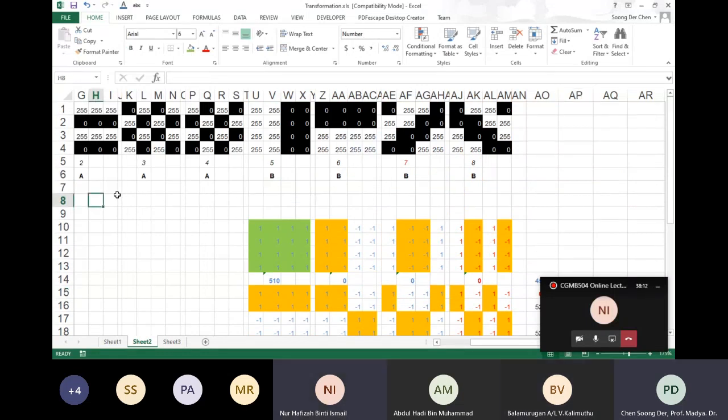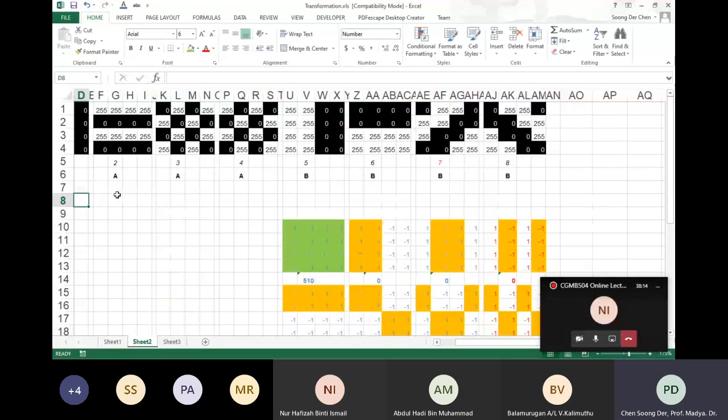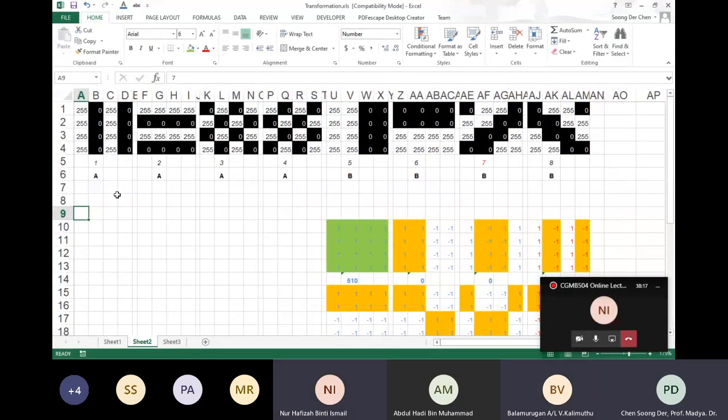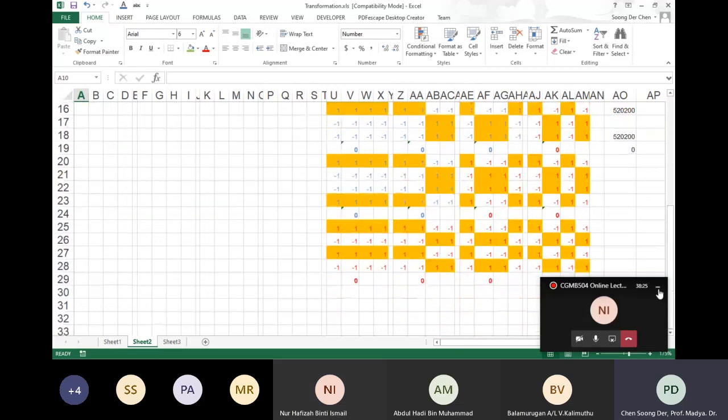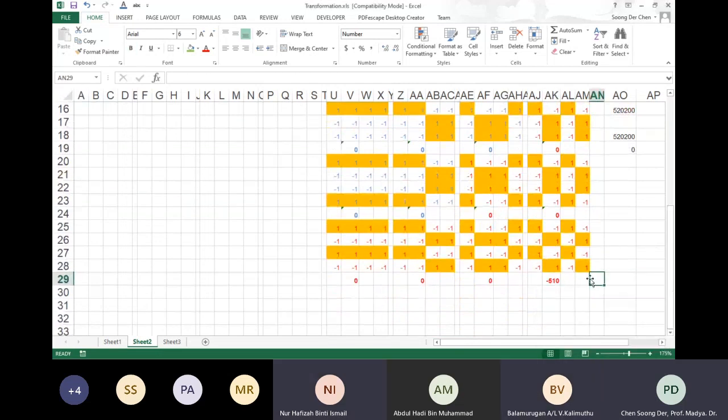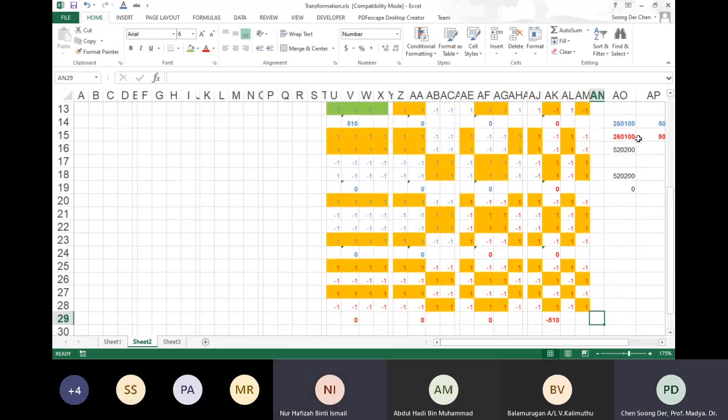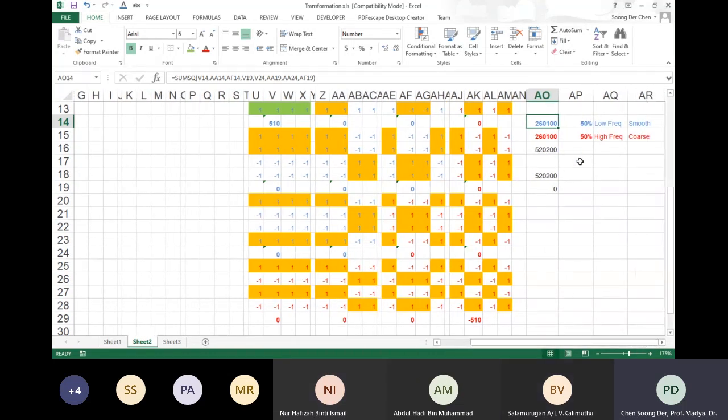A has higher frequency. Let me choose a high frequency one, let's say number 3. If you go to number 3, you'll find that the high frequency region actually has the same amount as the low frequency. In other words, there is a lot of power in the high frequency. So you can conclude the image is the high frequency type, which is coarse. Okay, so you get the basic idea.